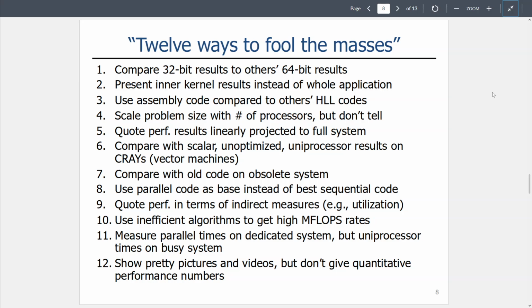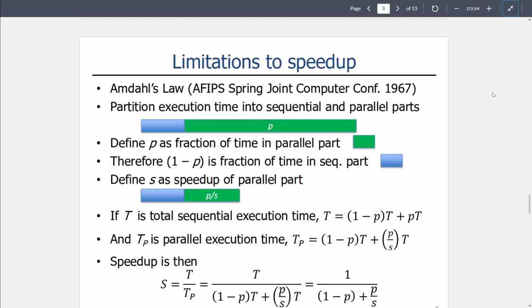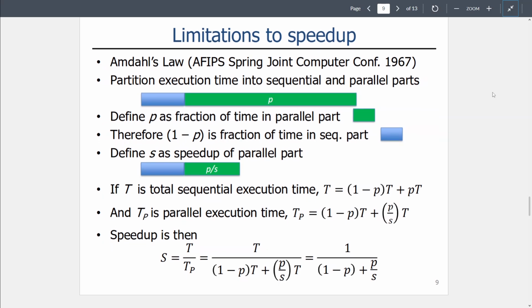Measuring parallel times on a system that is not doing anything else, but sequential times on a system that is trying to do 10 things at once. That's not a fair comparison. And then showing lots of nice pictures and graphs, but never actually telling me what the numbers are. All of these things are on the list because people have done these things before. These are also good things to avoid in your own reports, although some of them aren't relevant to your own reports. Some of them are. Not a super important list, but I just wanted to think about examples of things that people have tried to pull off in the past. All right, let's talk about limitations to speedup.